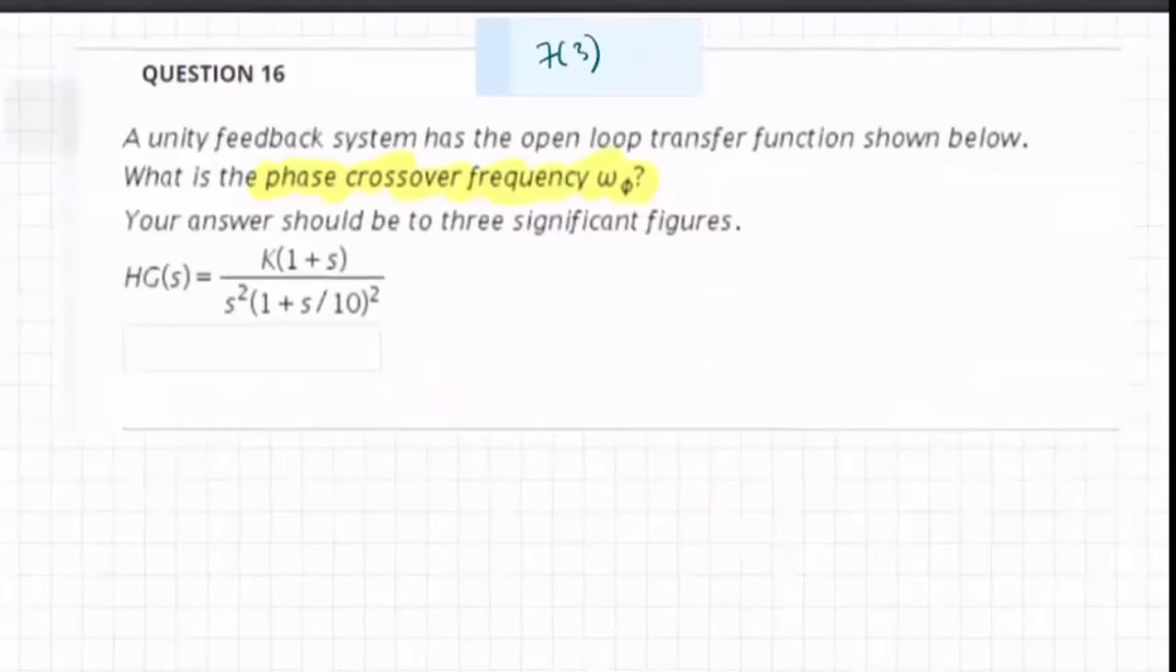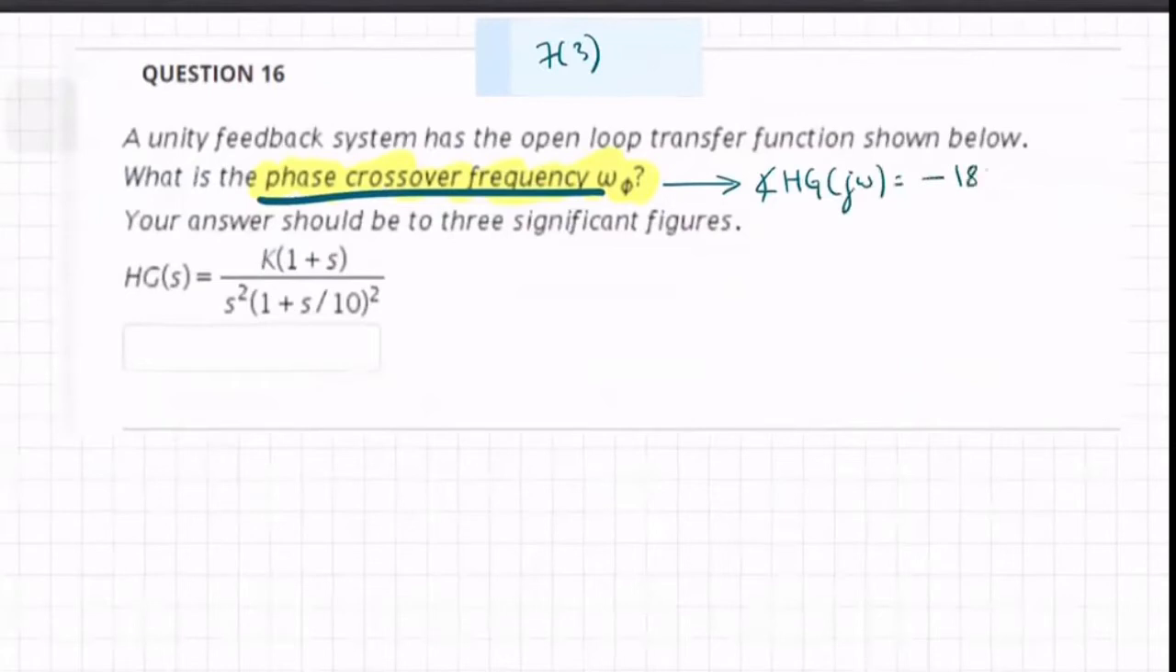So in this problem, we are given an open loop transfer function, and we need to find the phase crossover frequency. So how do we do that? Well, the phase crossover frequency occurs where the angle of the open loop transfer function at j omega equals negative 180. So this is really the key to solving this problem.